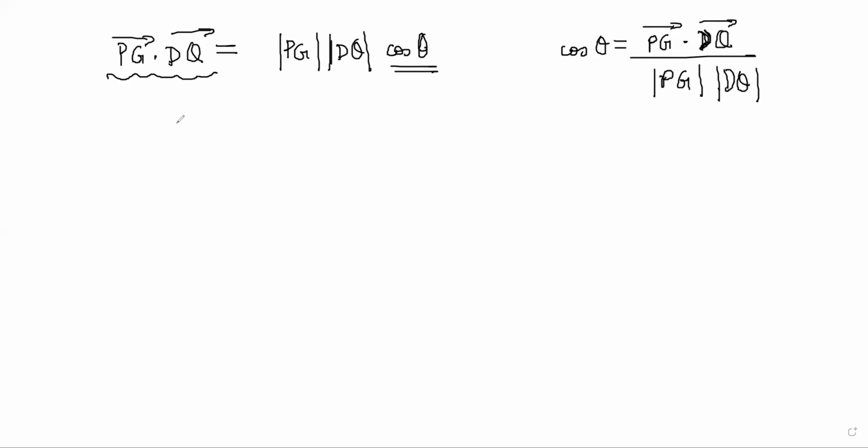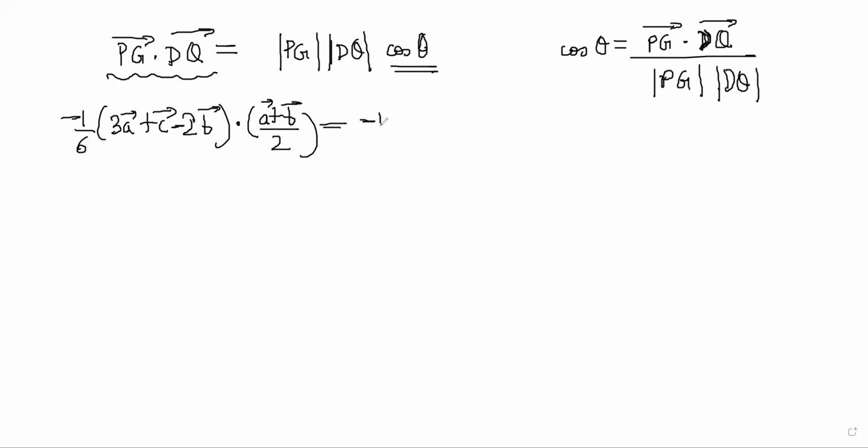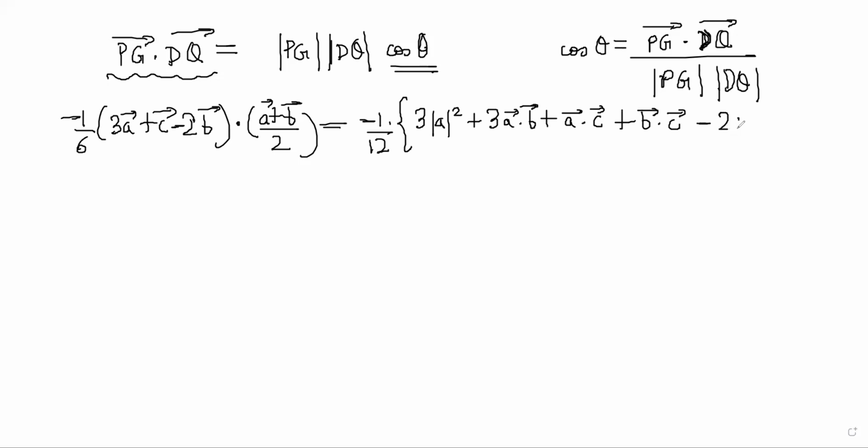That will be minus 1 by 6 (3a plus c minus 2b) dot product with (a plus b) by 2. So that becomes minus 1 by 12 times: 3 mod a square plus 3a dot b plus 3a dot b plus a dot c plus b dot c minus 2a dot b minus 2 mod b square. This is what you are getting.